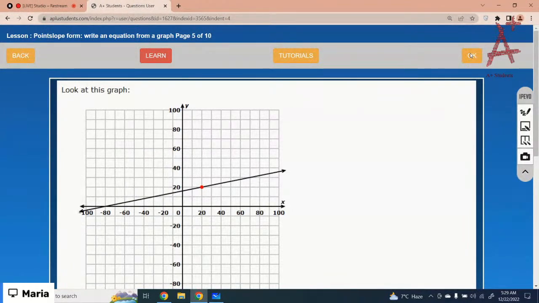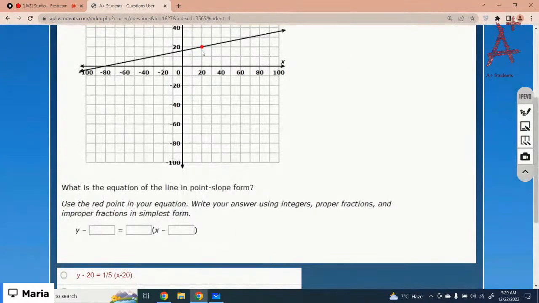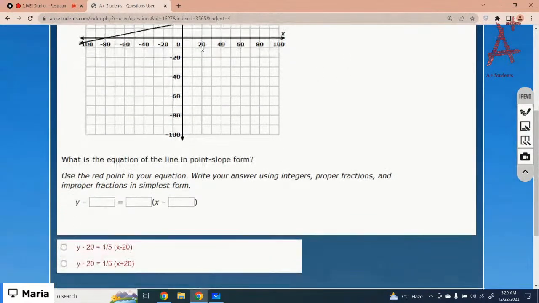Okay, look at this graph. The point is 20 and 20. So which of the options is the correct one? Option number 1. Got it? Option number 1 is the correct one. So the equation has the slope 1 over 5.